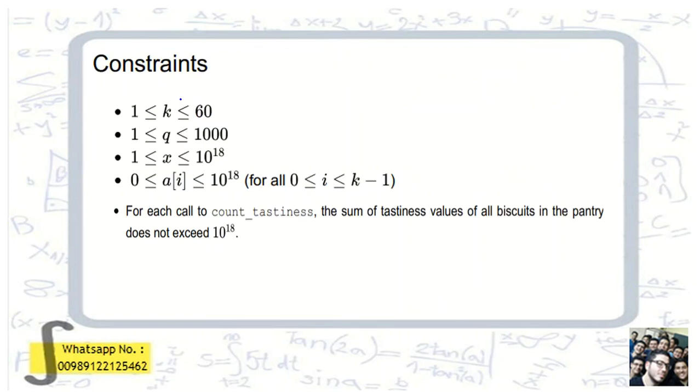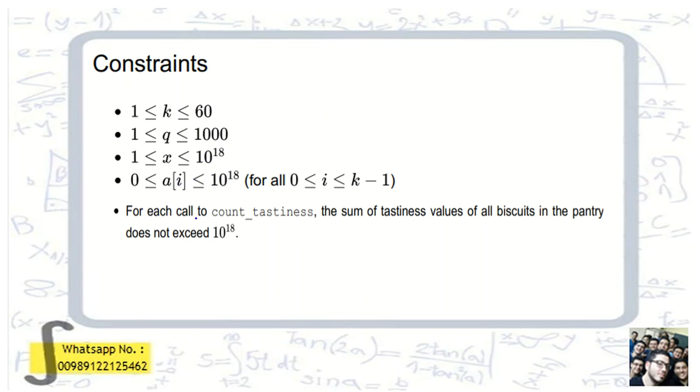Now, it has some constraints. K is between 1 and 60. Q, the number of scenarios, is at most 1000. X, the number of bags, is at most 10 to the power of 18. A_i is at most, this means the number of biscuits from type i.